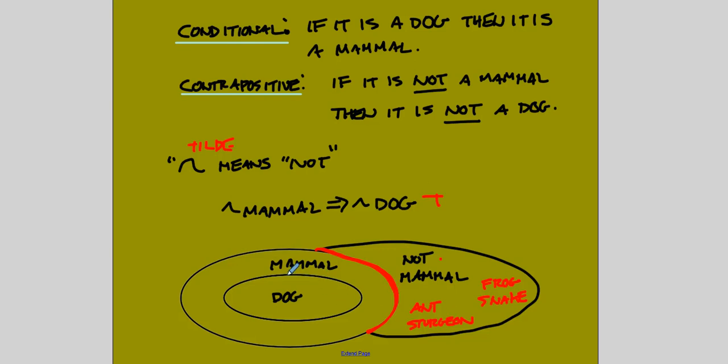Well, dogs are inside mammals. Not mammals are over here. Dogs do not intersect not mammals. So some examples of not mammals would be an ant, a sturgeon, a frog, and a snake.